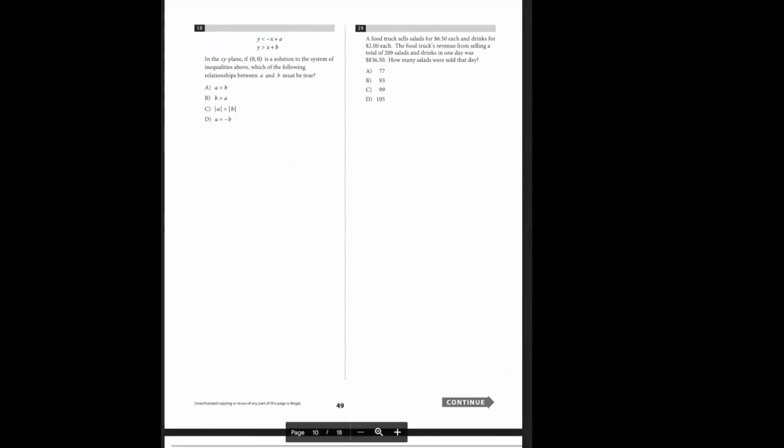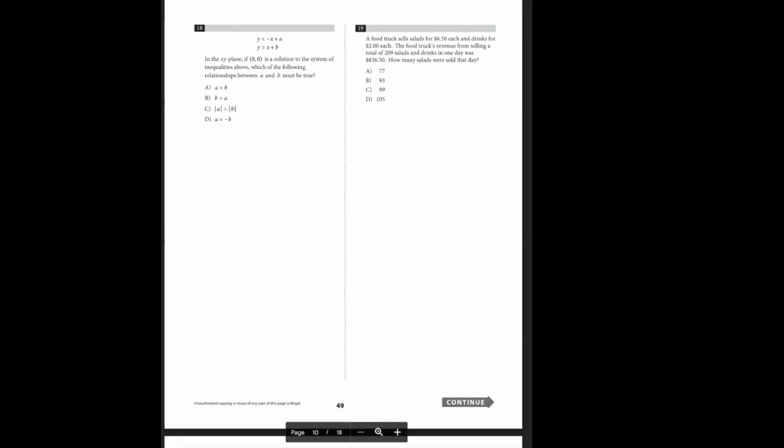Again, these are not too bad, I think, but I'm going to try number 18 because I think 18 has a lot of letters. One thing that I was always intimidated by was whenever I saw a whole bunch of letters in an equation, I would get kind of freaked out. So let's see. It says in the xy plane, if (0, 0) is a solution to the system of inequalities above, which of the following relationships between A and B must be true?